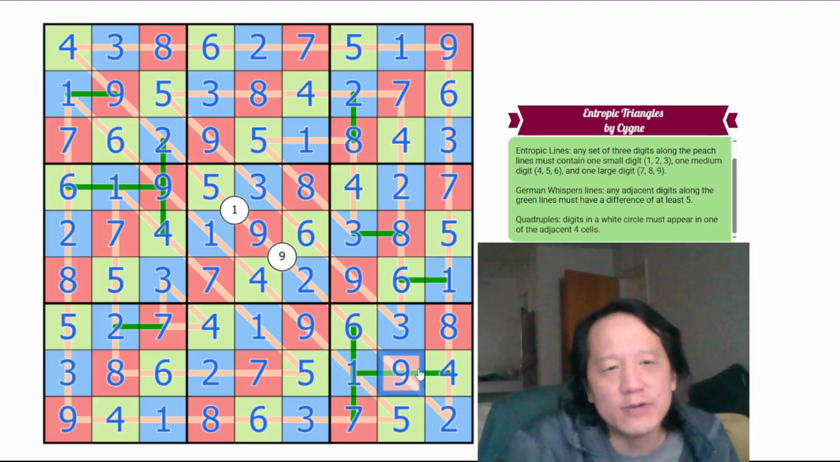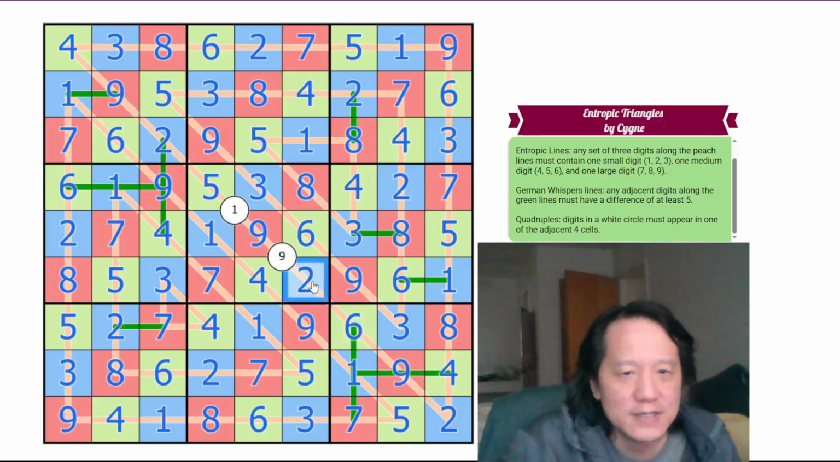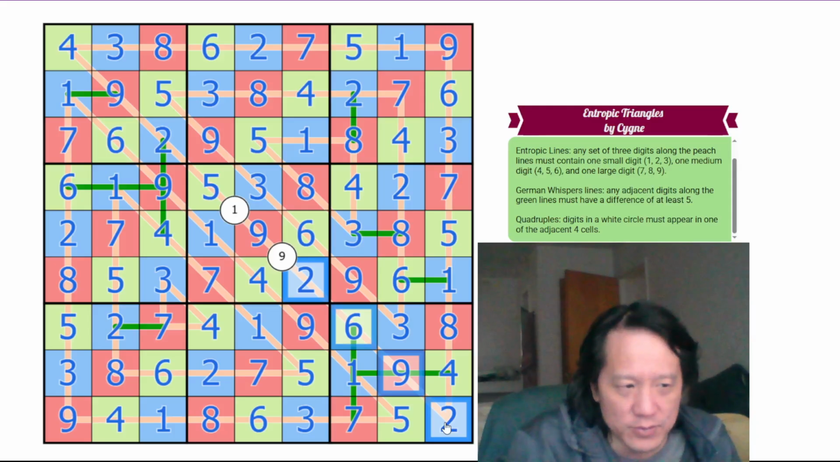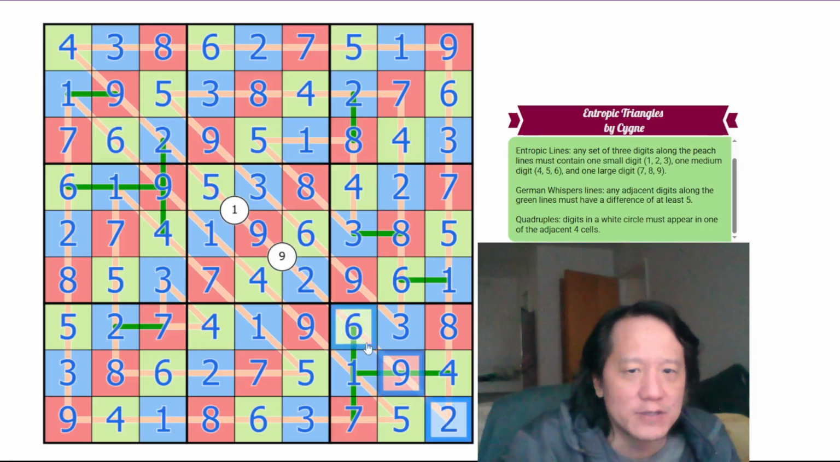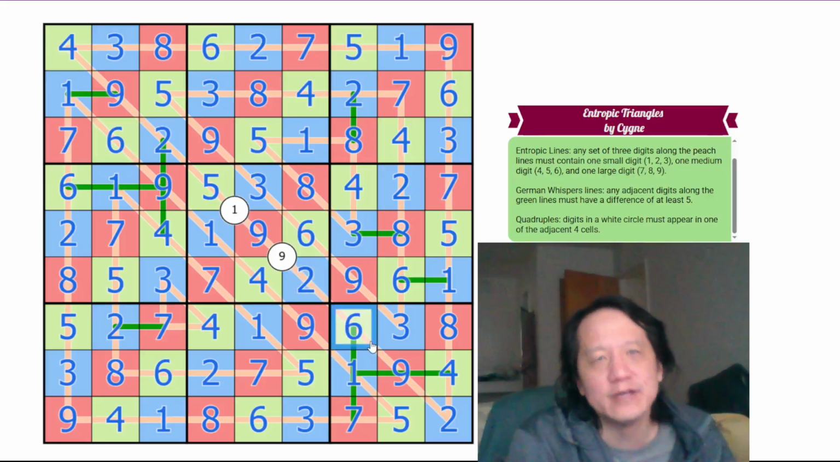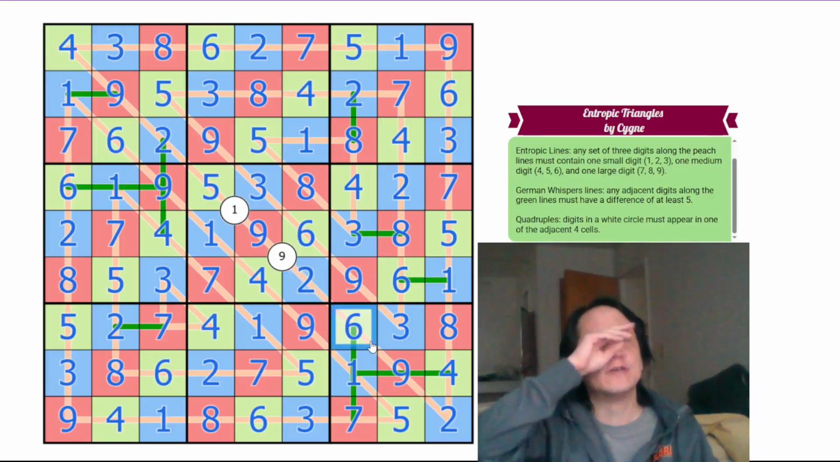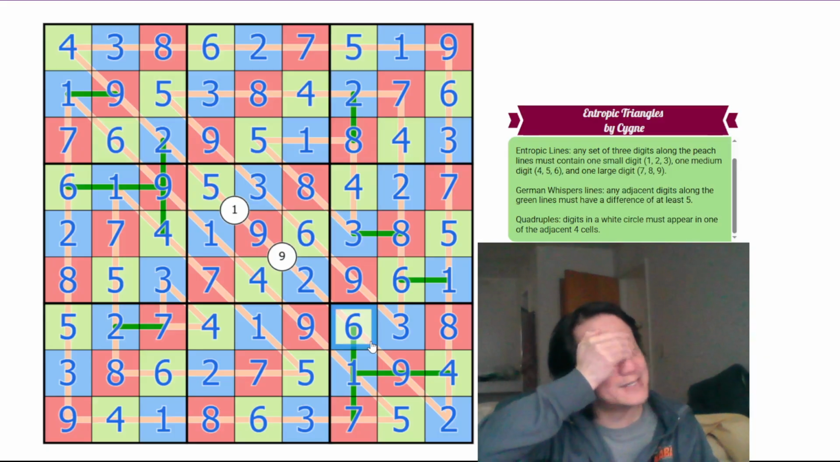I don't know if I would classify this as very easy, though. The logic behind it is simple. But you have to know a decent amount about whisper 5 lines and entropic lines, and I don't know. Maybe my criteria for very easy is too easy.